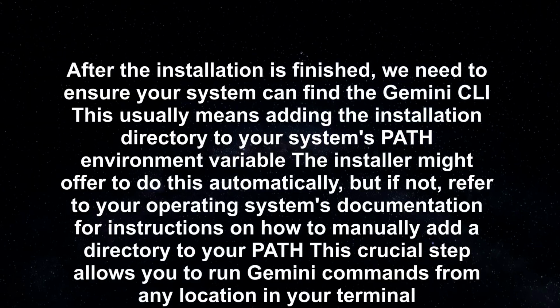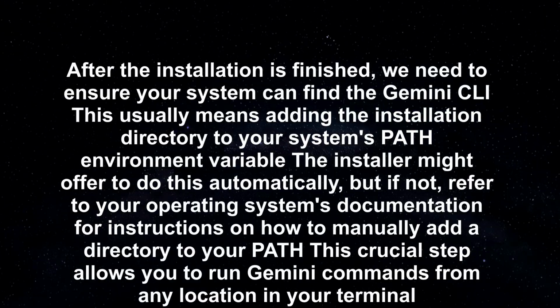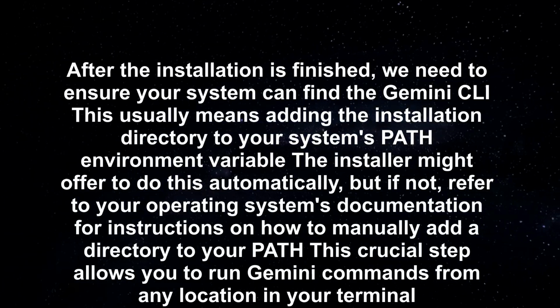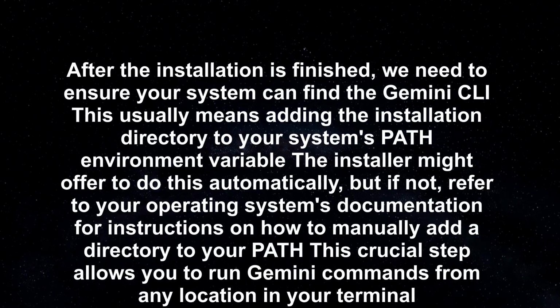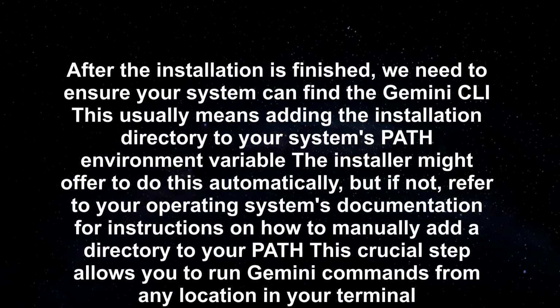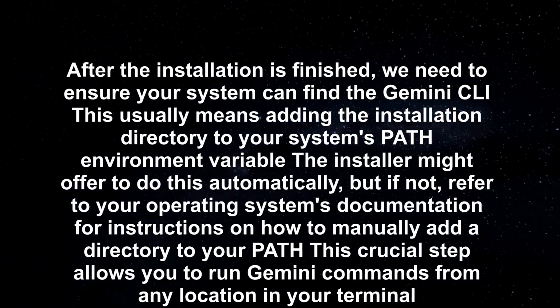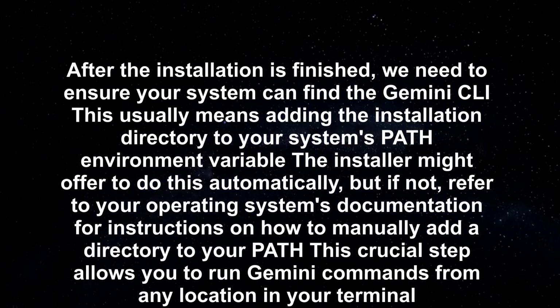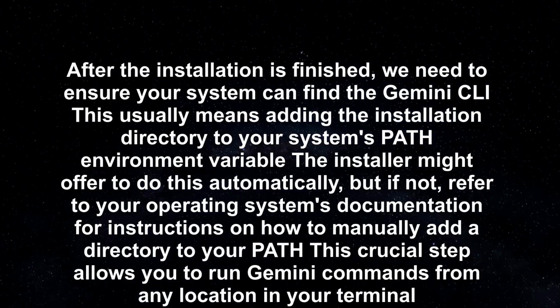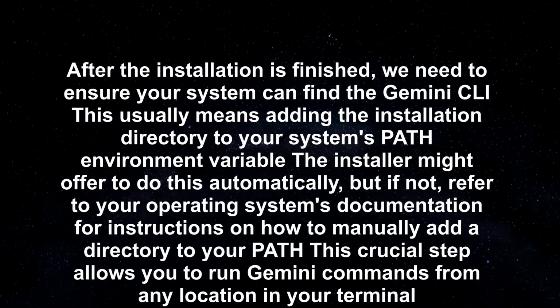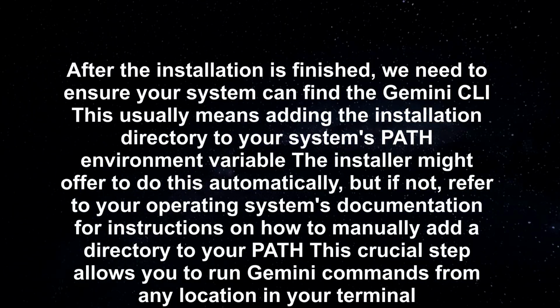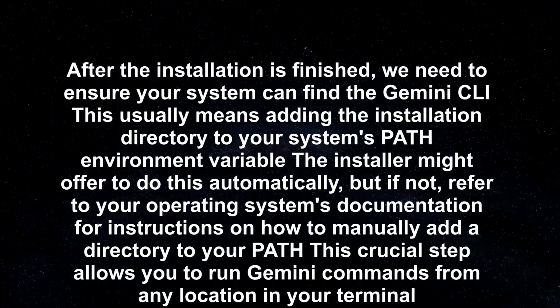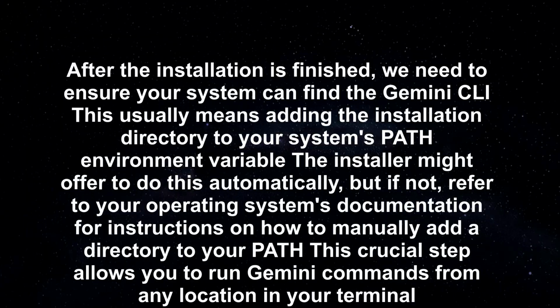After the installation is finished, we need to ensure your system can find the Gemini CLI. This usually means adding the installation directory to your system's path environment variable. The installer might offer to do this automatically. But if not, refer to your operating system's documentation for instructions on how to manually add a directory to your path. This crucial step allows you to run Gemini commands from any location in your terminal.